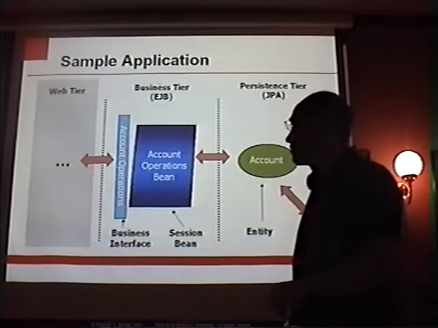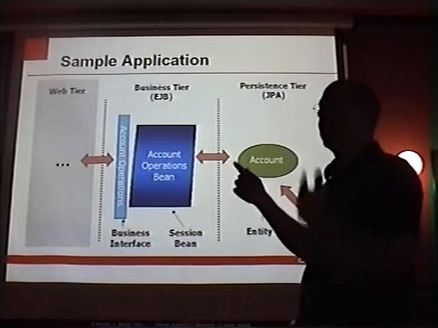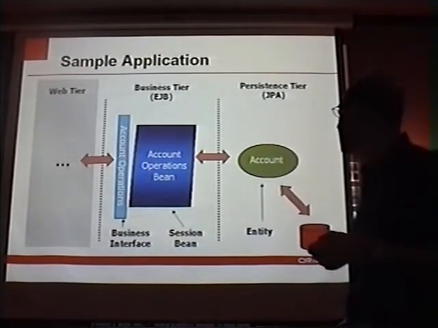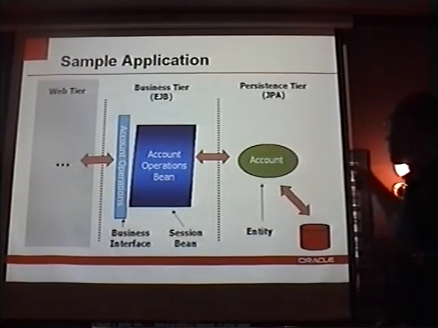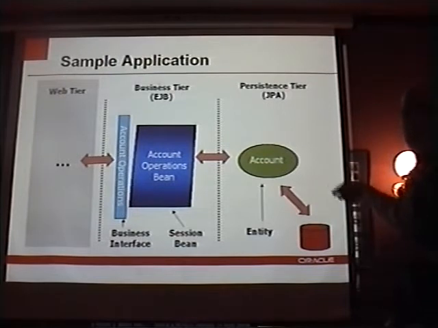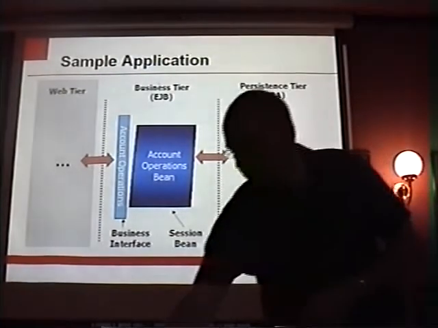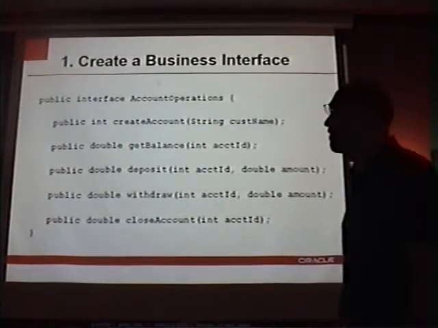The business interface that we're going to have is going to be a simple account operations interface, and it's going to allow some simple operations on an account, and the bean implementation itself. We're going to have a simple account entity, which will represent a database row in a database table. Okay, so it's a simple thing, but it gives us a chance to see how to put this application together.